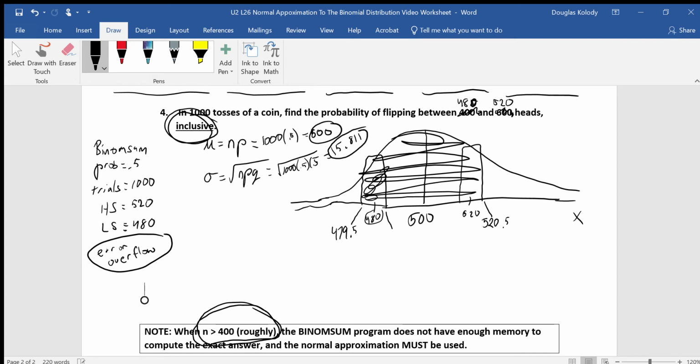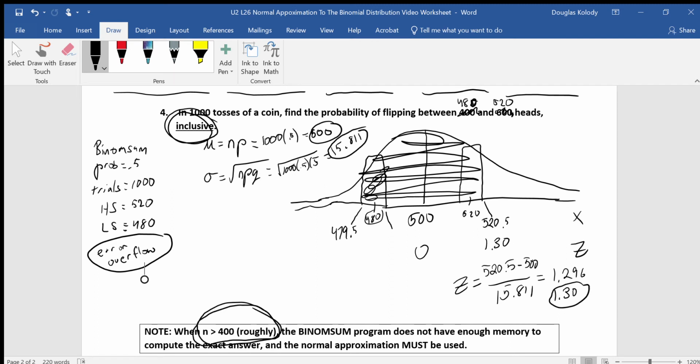These are my raw scores. I now need to convert them to z-scores. All right, so the z-score of 500 is 0. If I take 520.5 minus the mean of 500 and divide by 15.811, I get an answer. Okay, and that answer is 1.296. So 1.296 would round off to 1.30. That is my z-score.